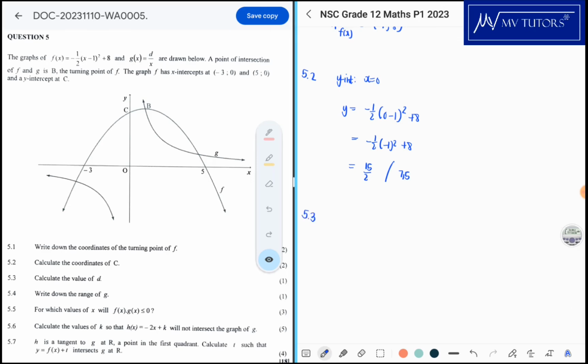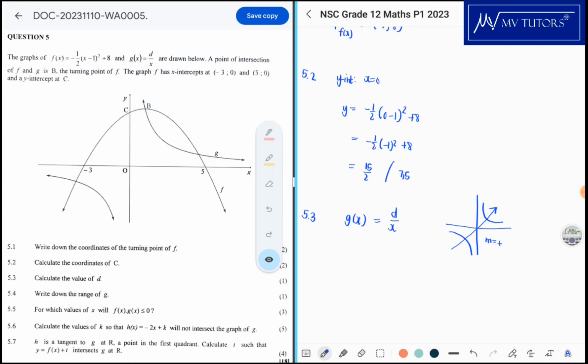Now 5.3, calculate the value of d. Now the value of d, that's when we're looking at our hyperbola. That's d over x. My question is, as you look at d, are you expecting a positive or a negative answer? Remember, if you have a hyperbola that uses quadrants 1 as well as 3, if you were to put a straight line through those quadrants, then you can see that the gradient is positive. And that tells you that the value of d in this case would be positive.